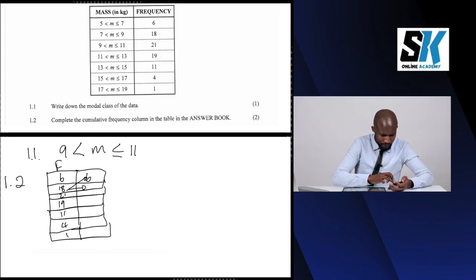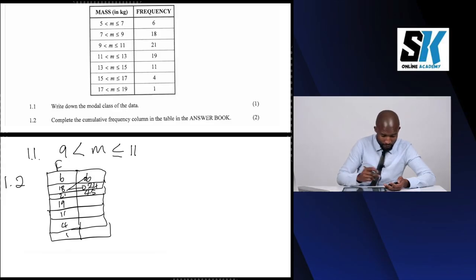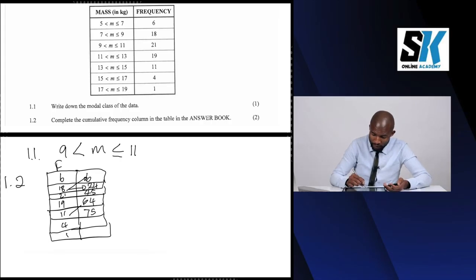So we will add 18 plus 6, and here we have 24. Then we add 21 to the 24, and we get 45. Then we add 19 to that 45, and we get 64. Then we add the 11 to that 64, and we get 75. Then we add 4 to that 75, which is 79. Then we add 1 to that 79.